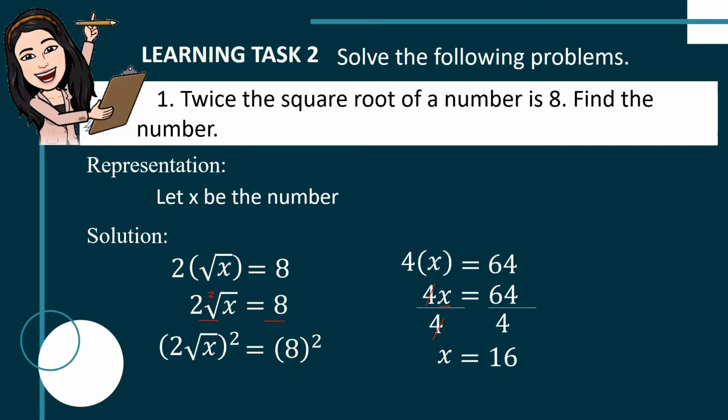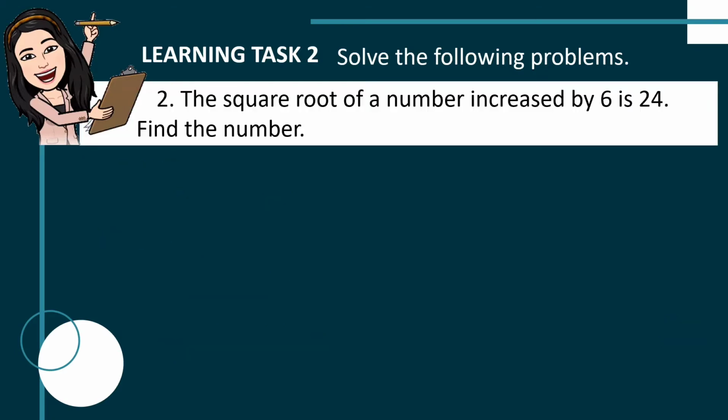Yun ba yung hinahanap natin? Find the number. What is that number? Okay, so yun po. Since ang number natin is represented as x, therefore, that is 16. So, therefore, our answer is, the number is 16. Okay, so that is for your number 1. Let us proceed with your number 2.